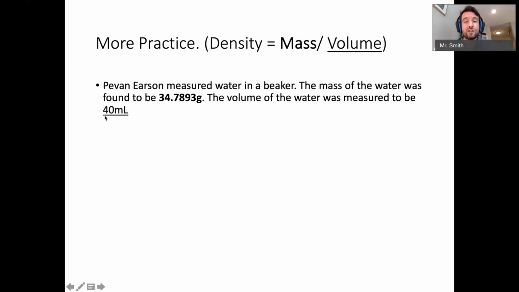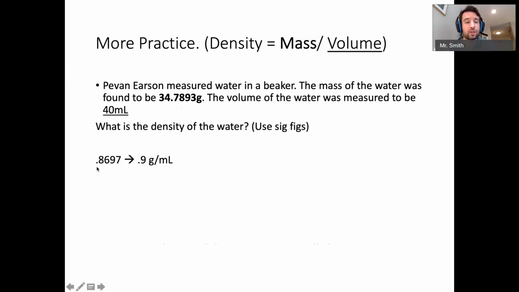Now, that looks kind of dumb when we actually do density. We're going to take this 34 number and we're going to divide it by 40. And when we do that, the calculator spits out something like 0.8697, right? And you're like, oh, that's kind of a nice number. Maybe we can round it to 2 sig figs. But no, we've got this stupid 40 milliliters over here, which means we can only round it to 0.9.